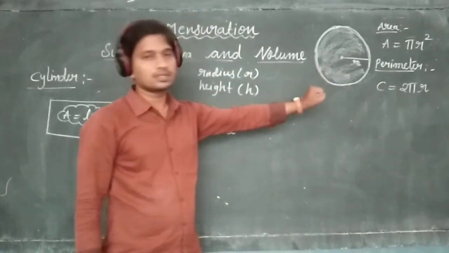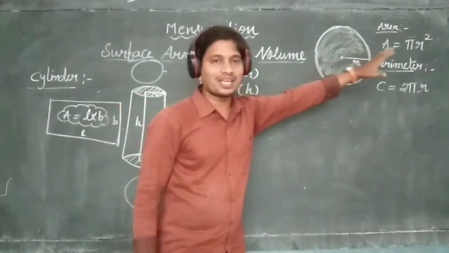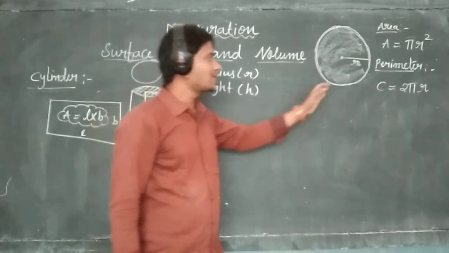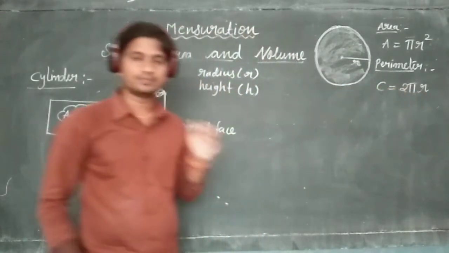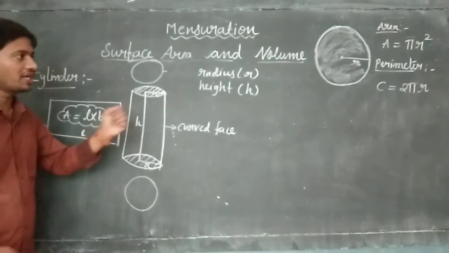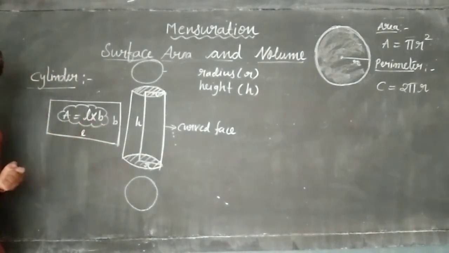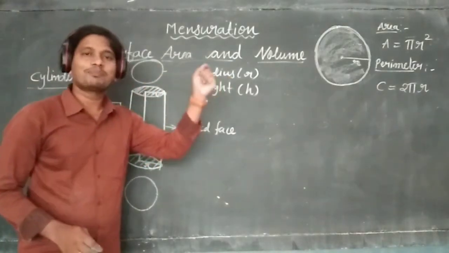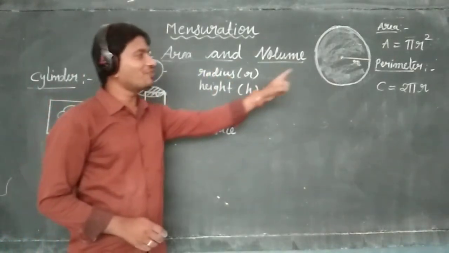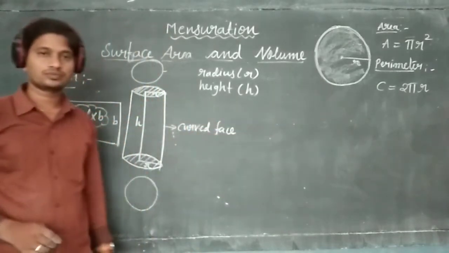This is our basics. Area of the circle is pi r square and circumference of the circle is 2 pi r. Right, students? We got it. What is the area of a rectangle? Area of rectangle is L into B.